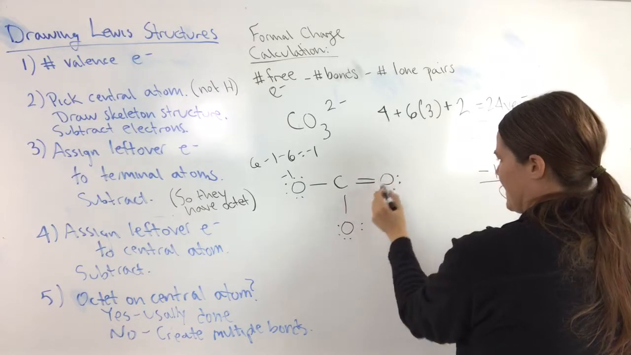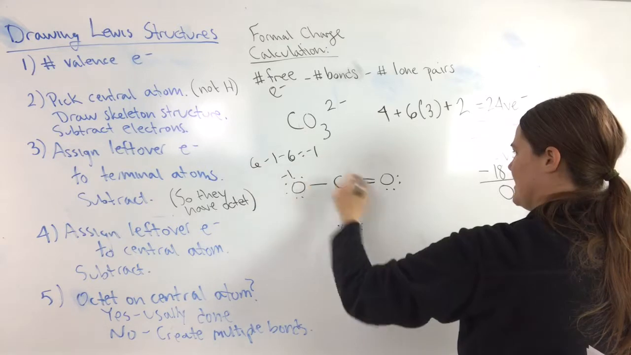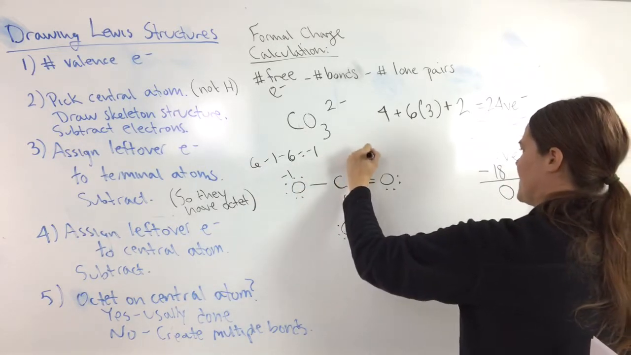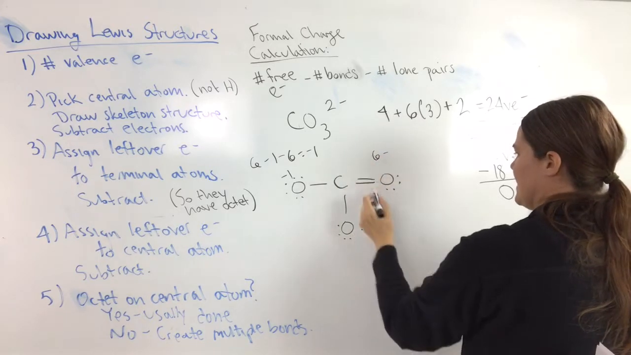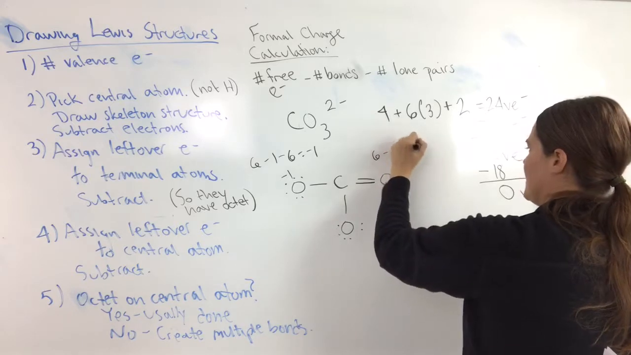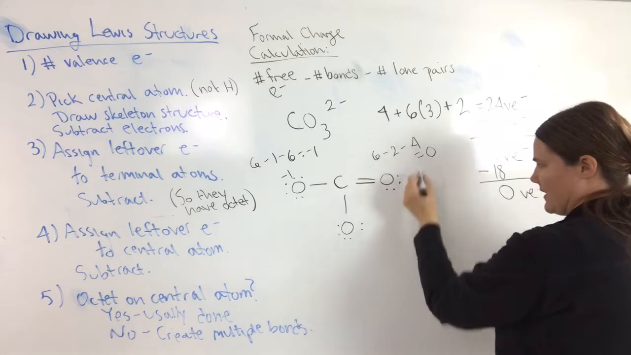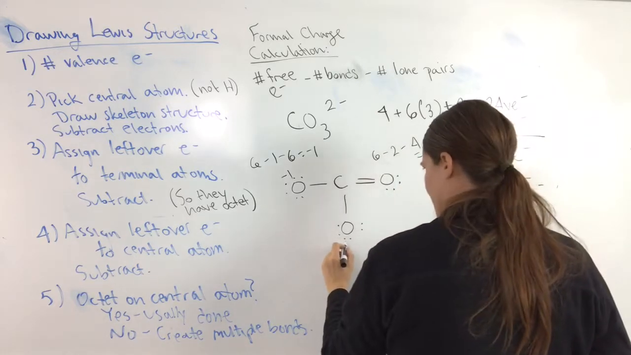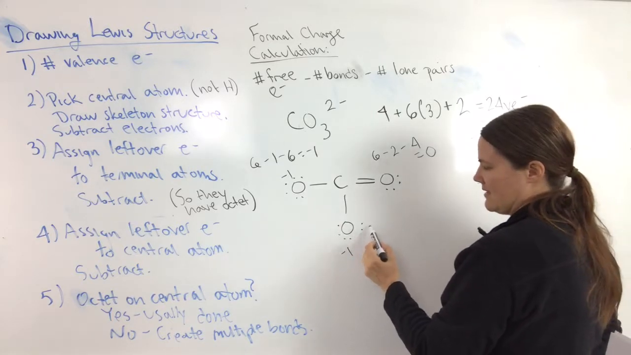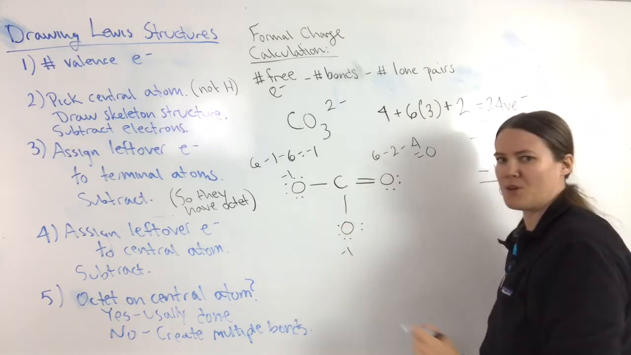And then on this oxygen, there's 6 valence electrons in the free oxygen atom. So we have 6 minus the number of bonds, which is 2, minus 4 lone pairs. So this is equal to 0. So we have a 0 formal charge on this one. And then this one also has a -1 because it's the same. The formal charge on this oxygen is the same as this oxygen because they have the same number of bonds and lone pairs.